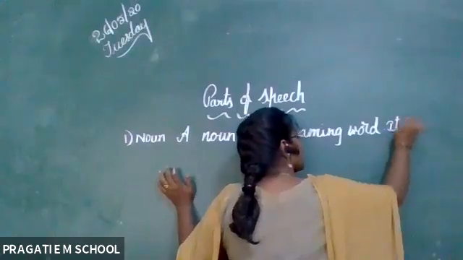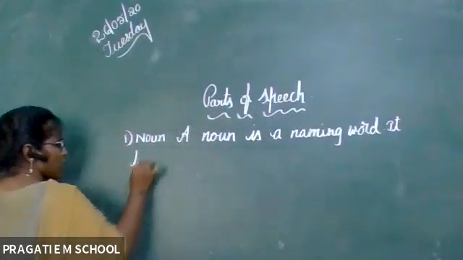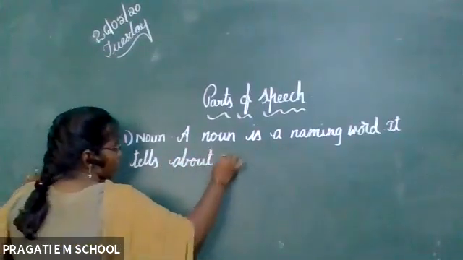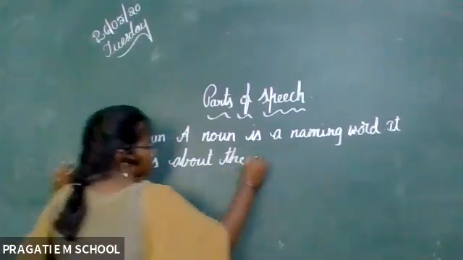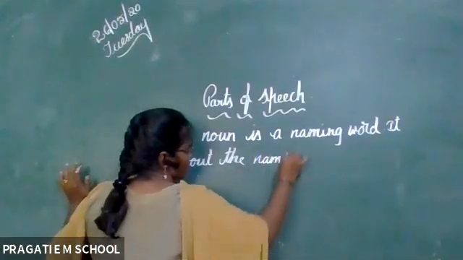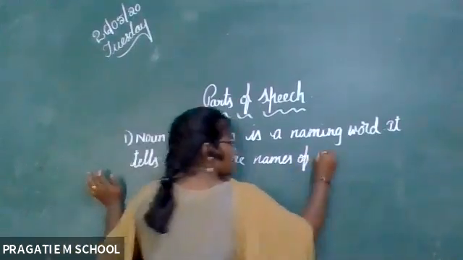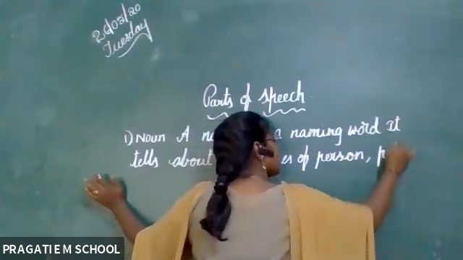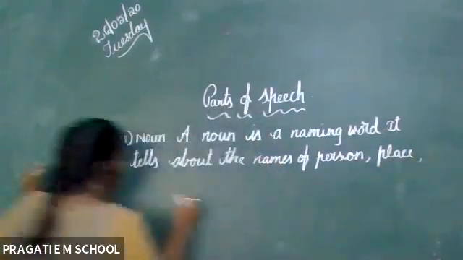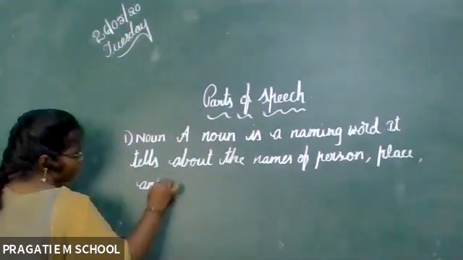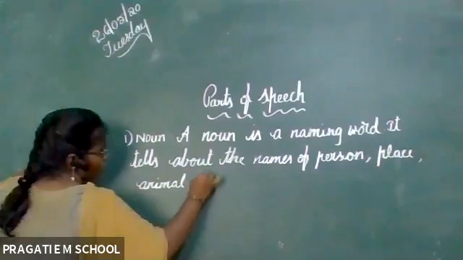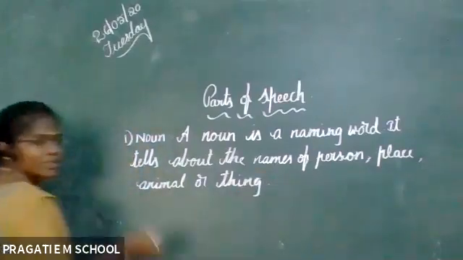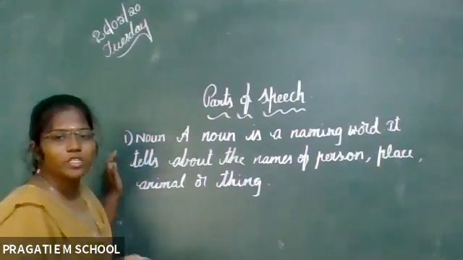It tells about the names of person, place, animal, or thing. Just write down the definition once.